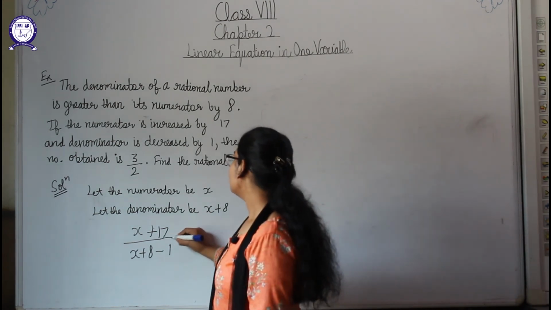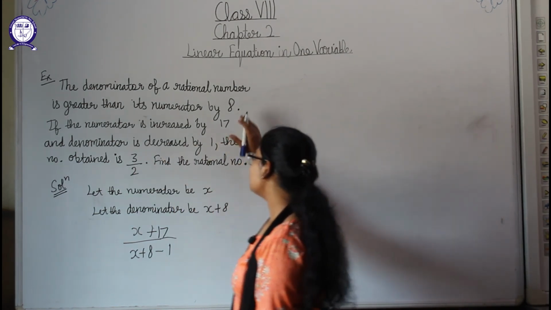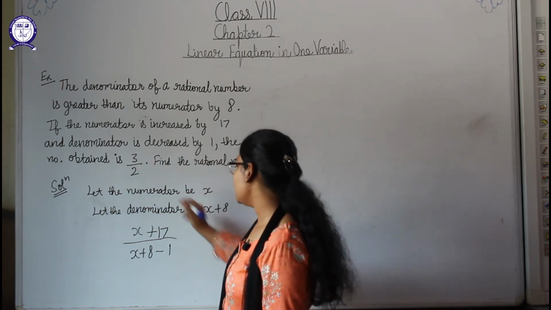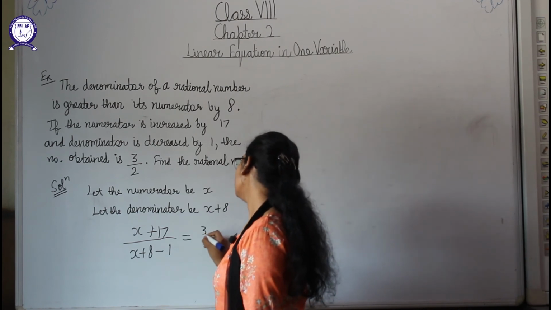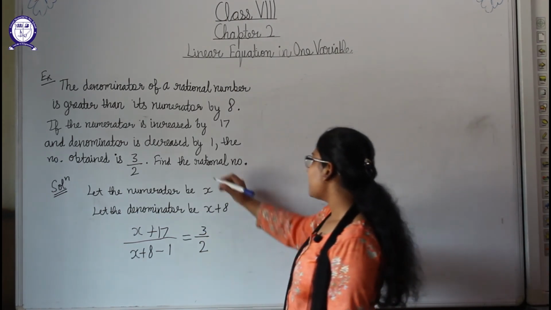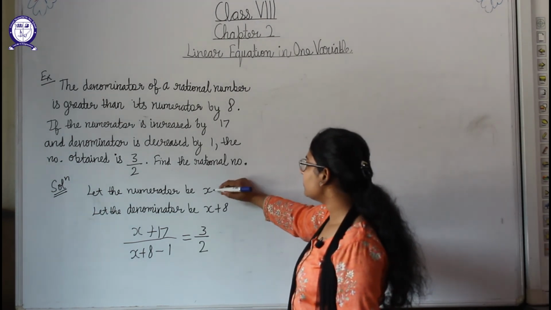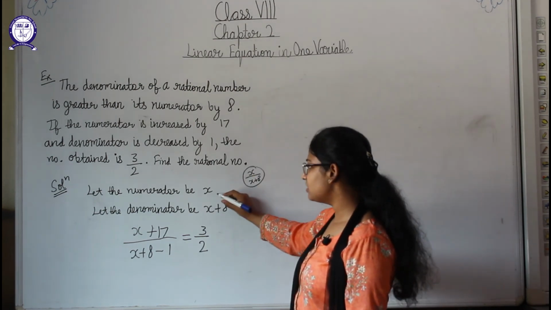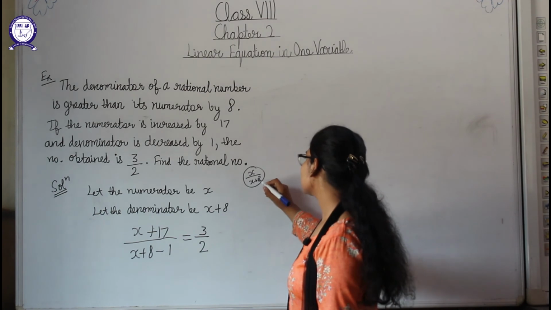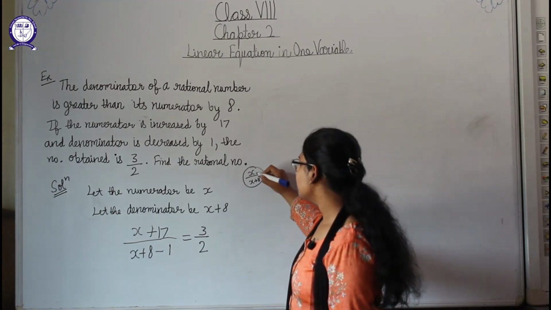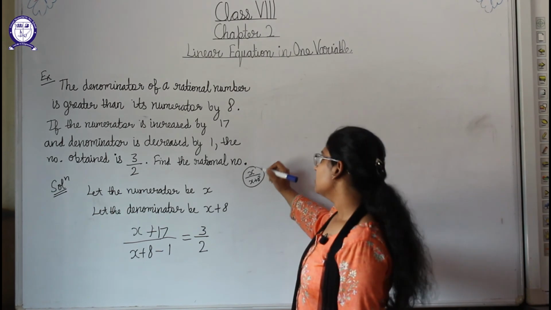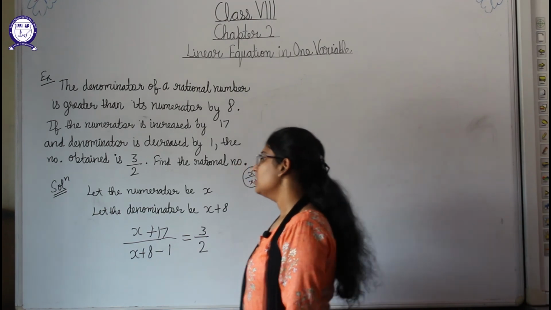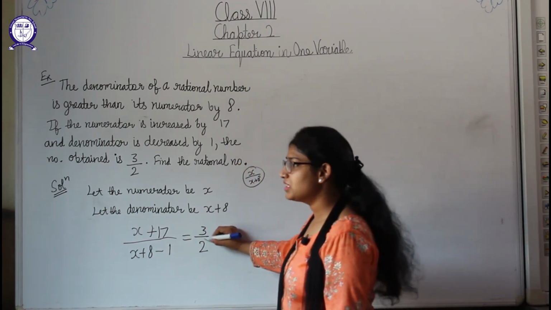Now the number obtained, when we do this procedure, will be equal to 3 by 2. So find the rational number. Students, what was the rational number? Earlier it was x by x plus 8, as given here. The numerator is x and the denominator is x plus 8. After that we add 17 to the numerator and subtract 1 from the denominator, and it comes out to be 3 by 2.